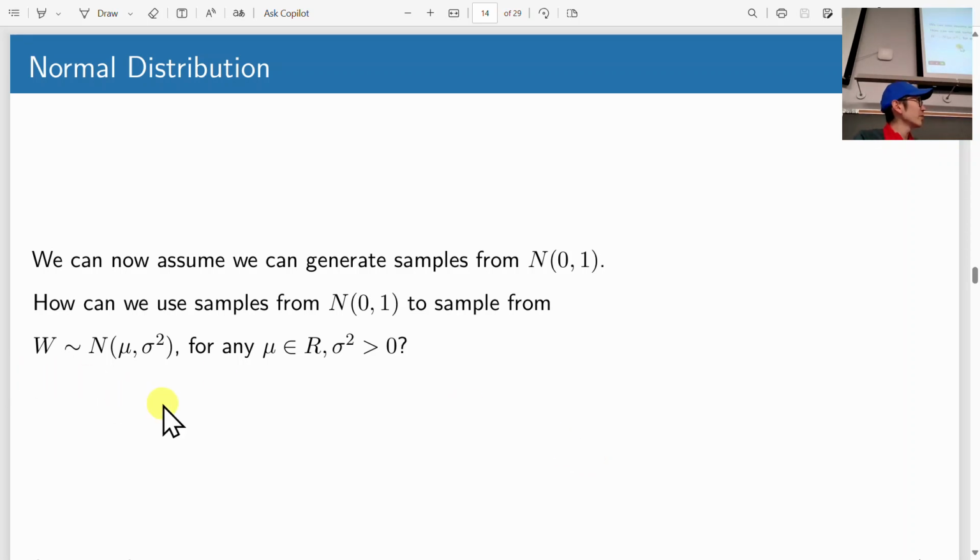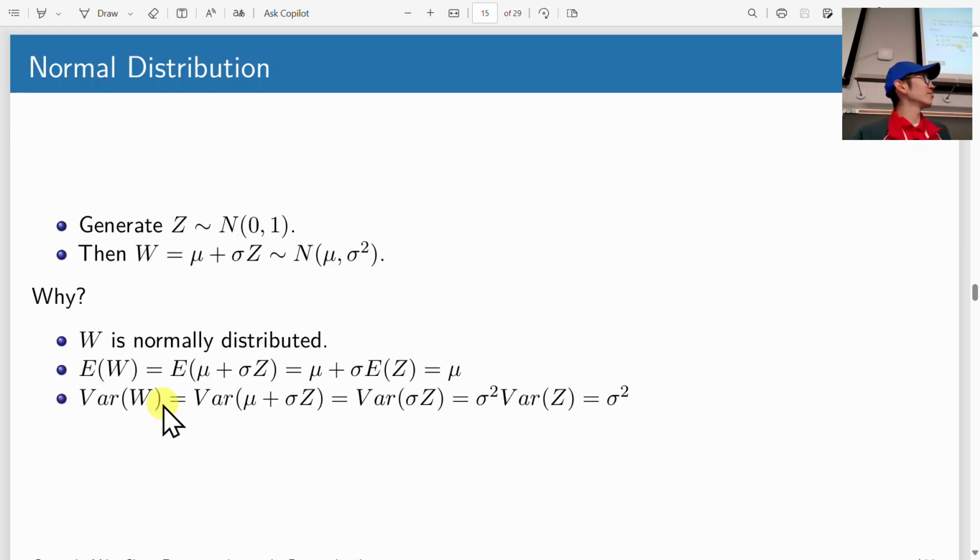You're basically undoing the conversion to a z-score. So you're multiplying by sigma and then adding mu.